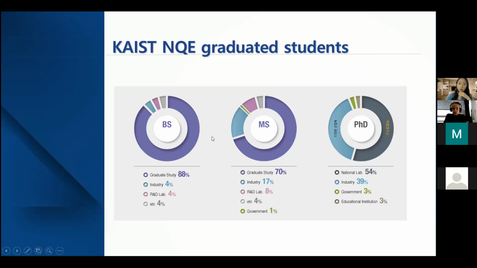And when you graduate from the master's program, again, 70% go to PhD. So yeah, and when you graduate PhD, about half of people go to national labs, and the other 40% or so go to industry. So you can see that a large portion goes to national and governmental jobs. So yeah.